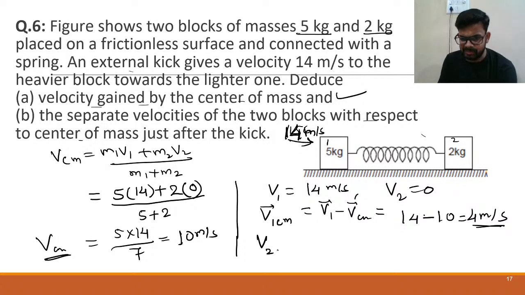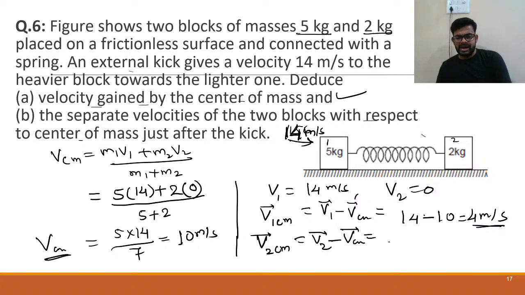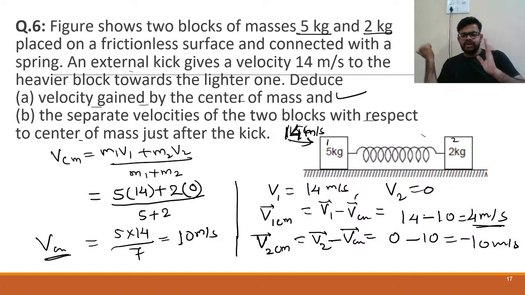Now the velocity of block 2 with respect to center of mass we need to find. So V2 cm is equal to V2 minus VCM. V2 was 0 and VCM is 10, so directly I'll get minus 10 meter per second. So with respect to center of mass, the first block is moving rightward with 4 meter per second and the second block is moving leftward with minus 10 meter per second.